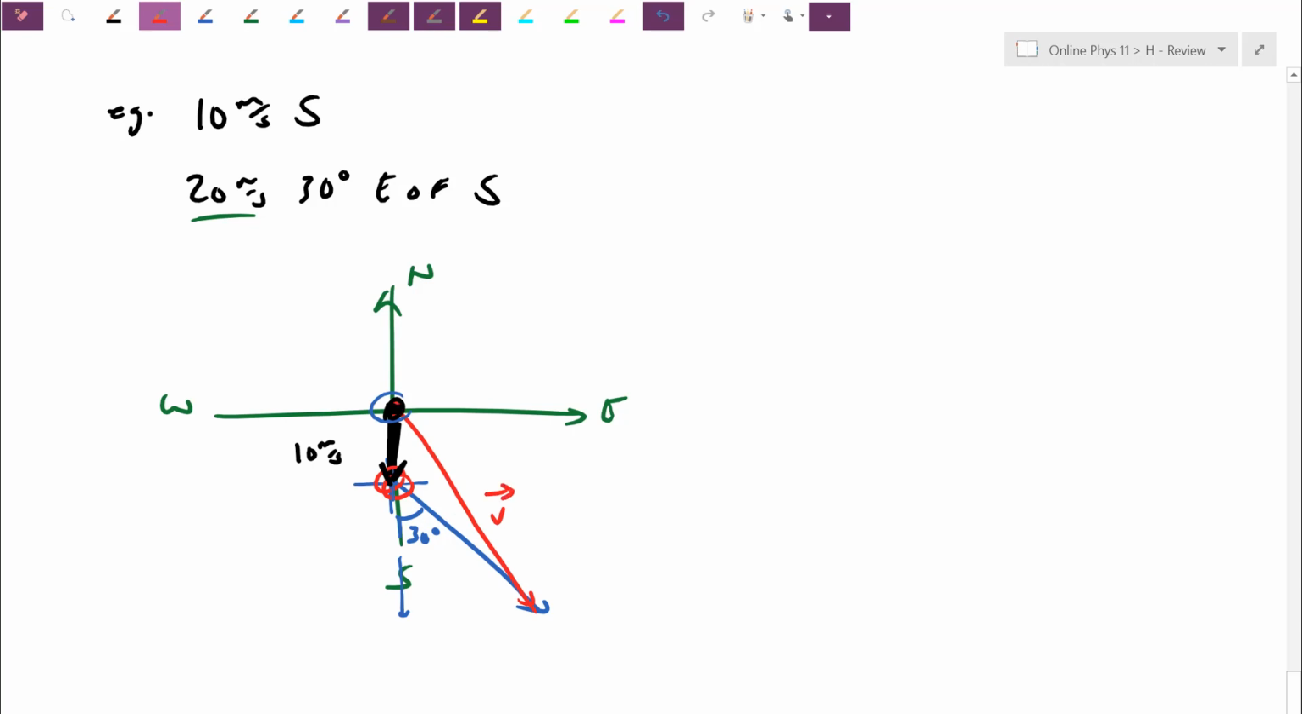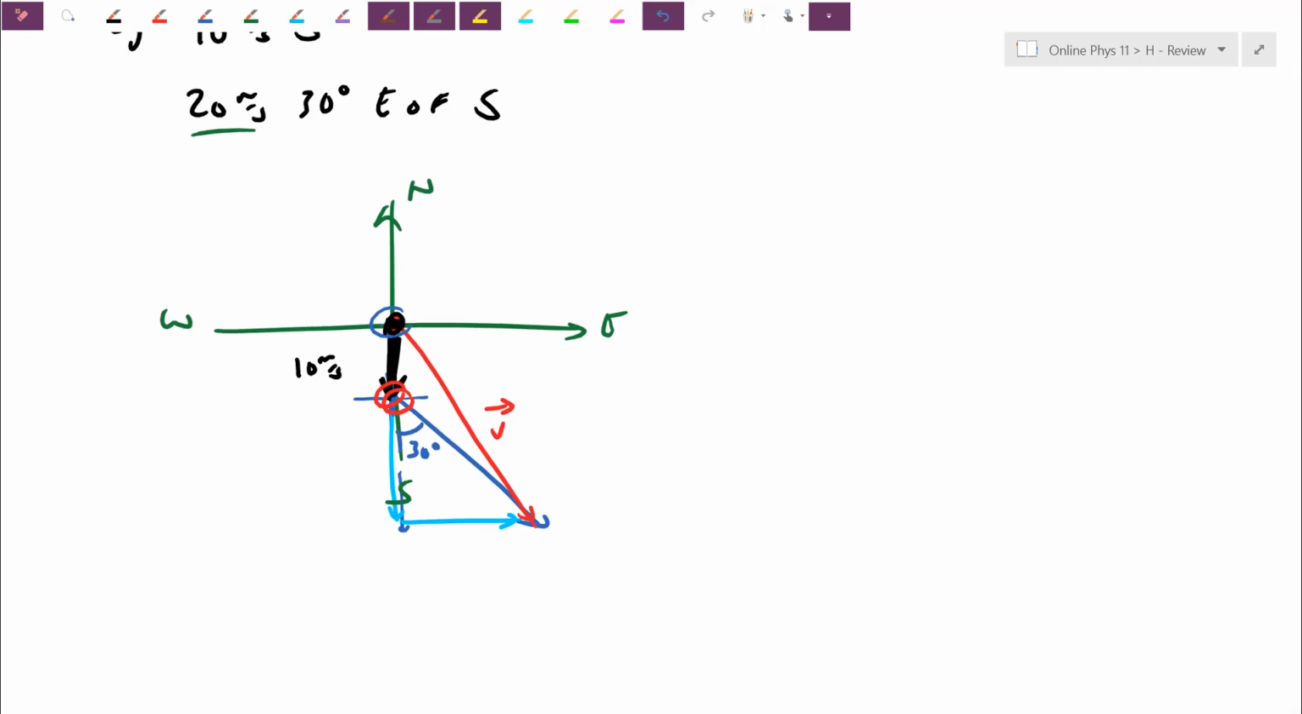I want to create a triangle that has this one here as the hypotenuse. Our job was, let's take this diagonal, this one here, which wasn't a nice x and y, and let's break up the components. So this is the second vector, and call it v2, v2y, and v2x.